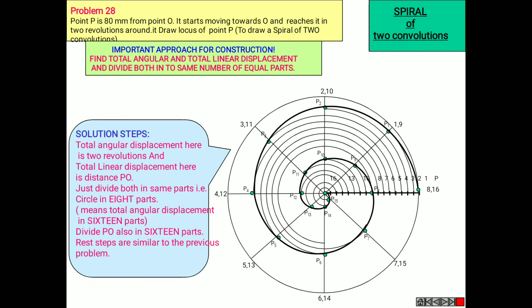So this is the spiral of 2 convolutions. In the previous problem we have seen the spiral of only 1 convolution, and this is the spiral of 2 convolutions. We will see it again.